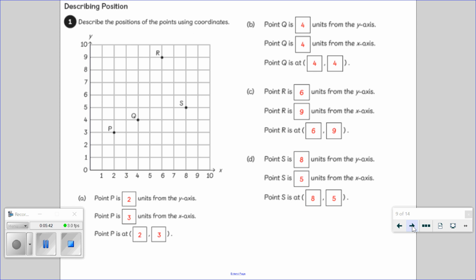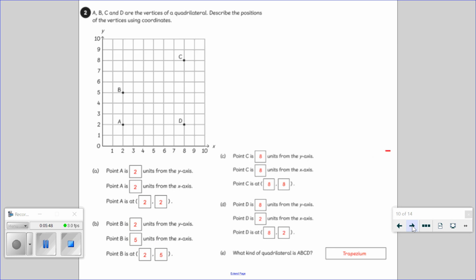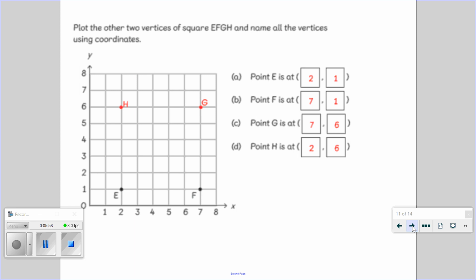So here are the answers to question 1. And here are the answers to question 2. And finally, here are the answers to question 3.